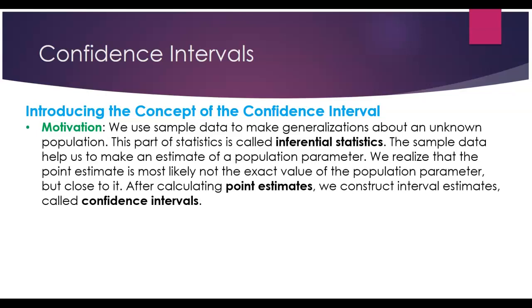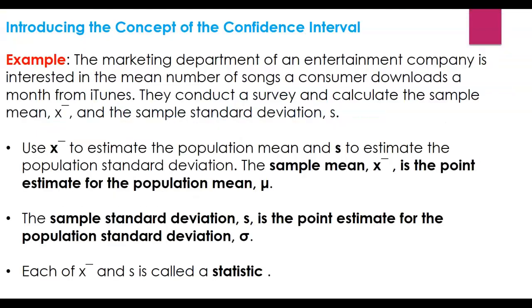So a point estimate could be an estimate based on your sample of the actual mean or standard deviation or some other parameter, but it is based on using sample data. So essentially it's your sample mean or sample standard deviation as an estimate for the population mean or population standard deviation, which are unknown. Here's an example.